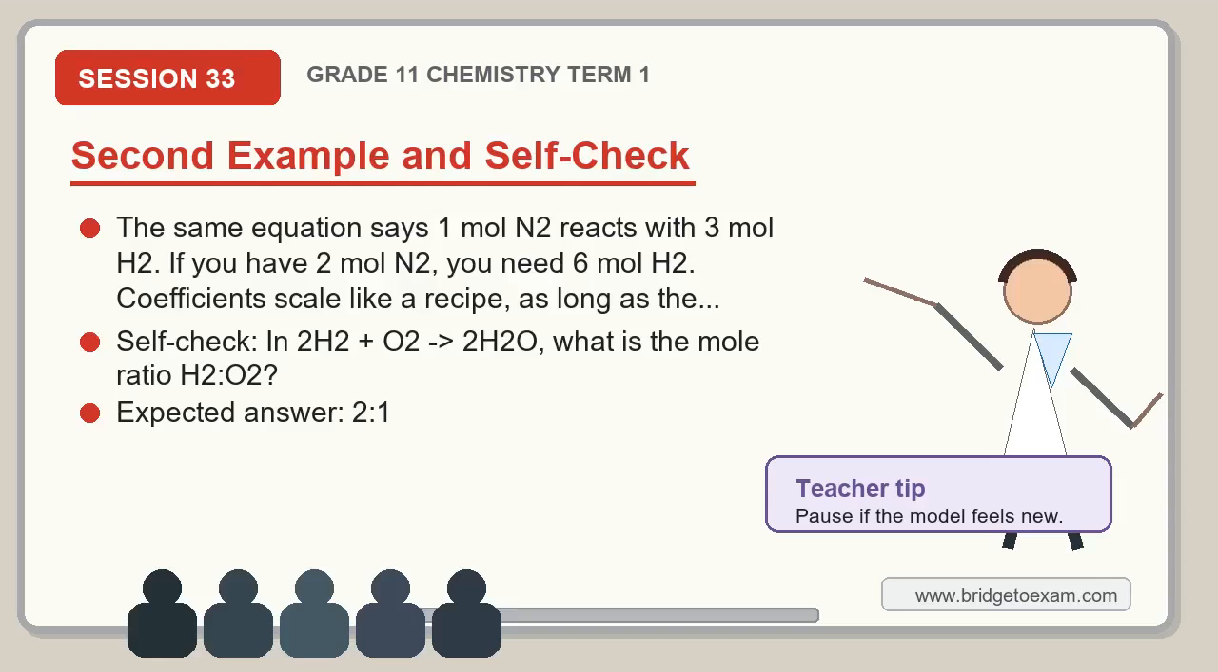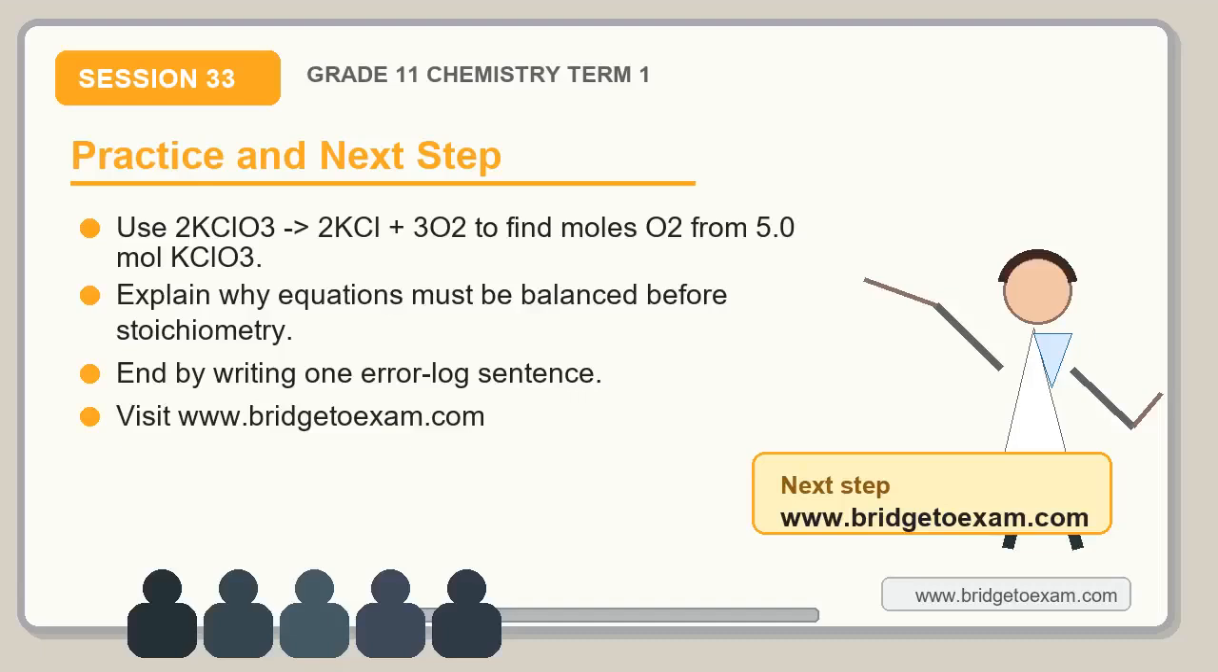Now answer this self-check. In 2H2 + O2 gives 2H2O, what is the mole ratio H2 to O2? A strong answer should include 2 to 1. Hint: use the coefficients. Before you leave, practice actively.